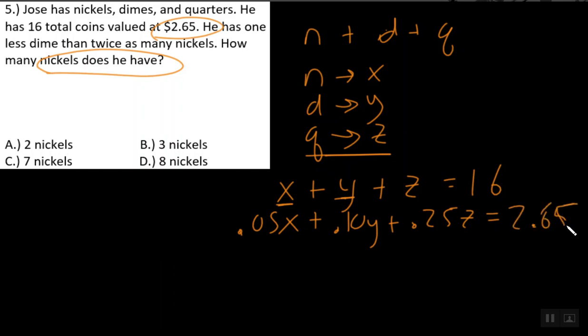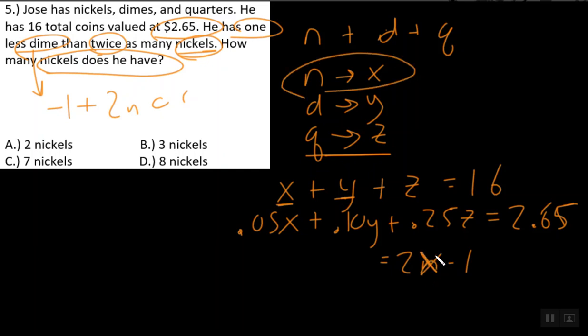$2.65. From there, it says he has one less dime, so remember, one less means minus one, then twice as many nickels. Since nickels is our second label, we'd say -1 plus 2n, or the way that you'll probably see it is 2n minus 1 is equal to, oh, by the way, guys, what is n? N is x, so 2x minus 1 is equal to, and the first label we saw was dime. Since dime is y, I'll write it like that. Y equals 2x minus 1.